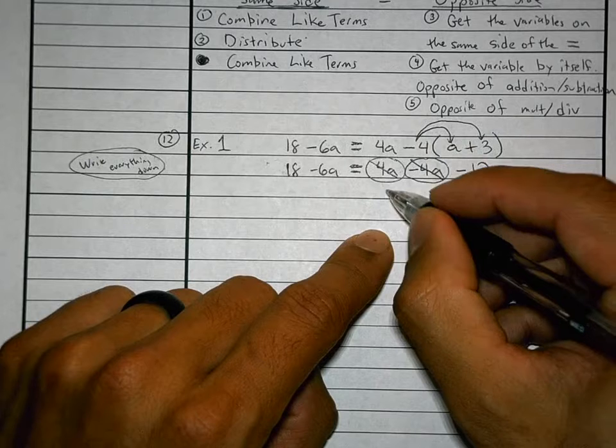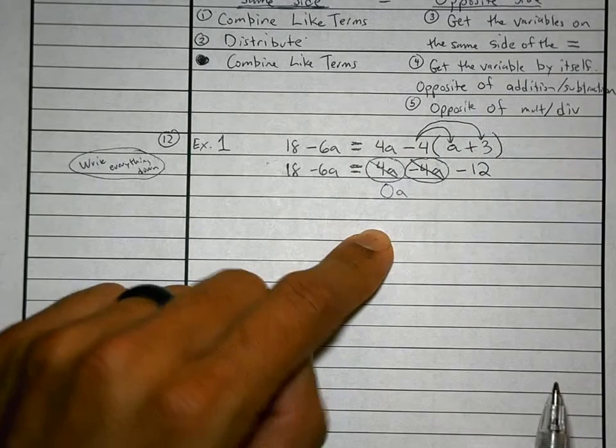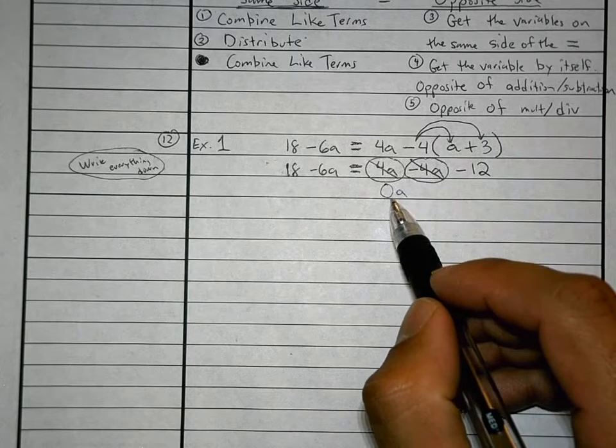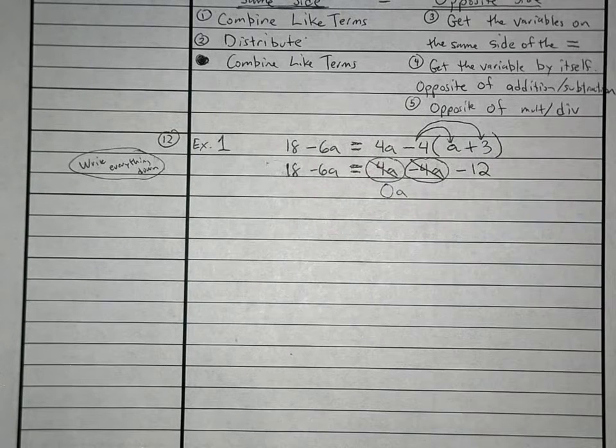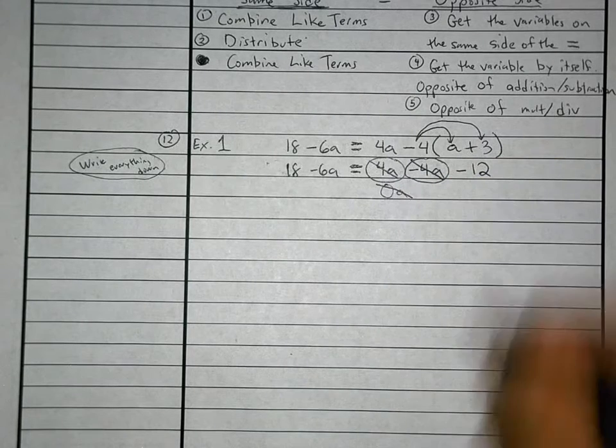I'm going to put 0a right there because 4a take away 4a is 0a. And what's 0 times a? 0. And do I really need to write 0 minus 12? I really don't. So I can just cross off the 0 if I don't want to.